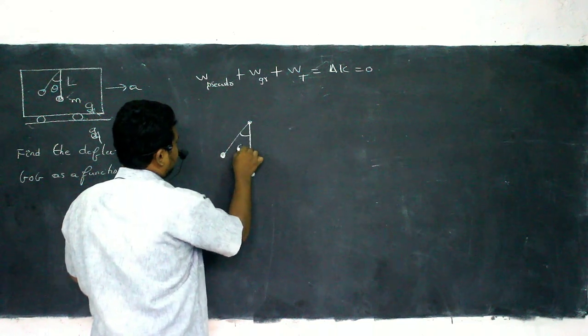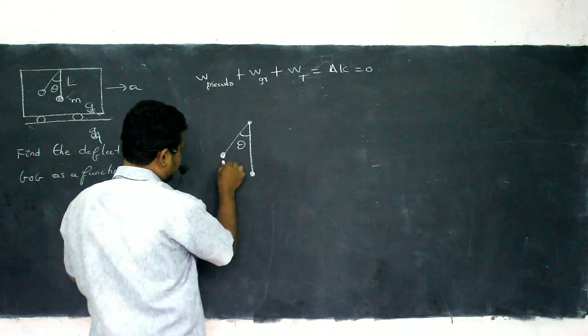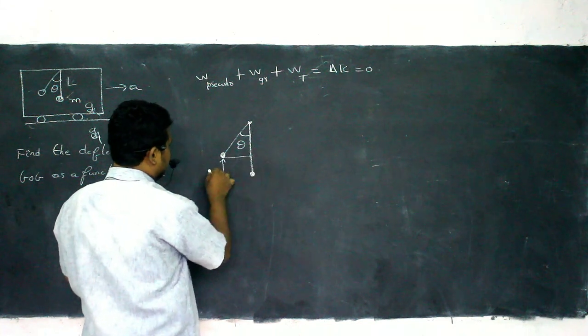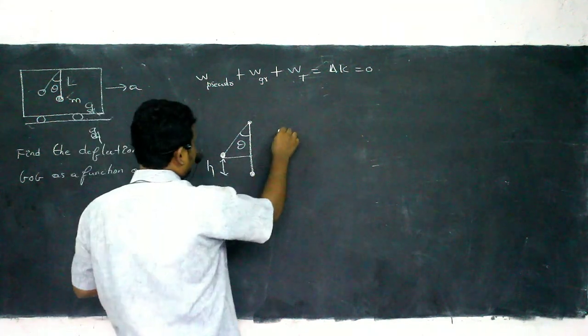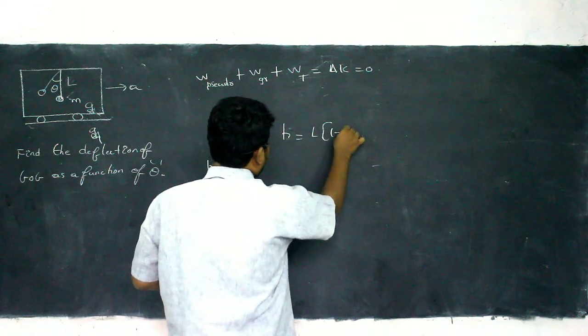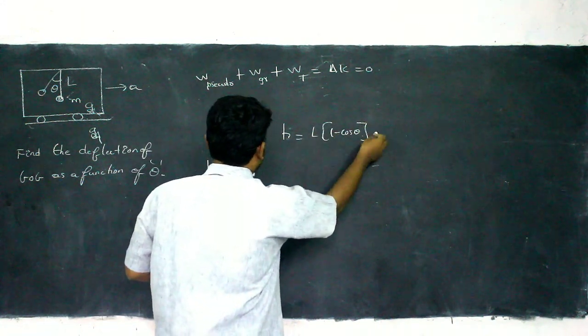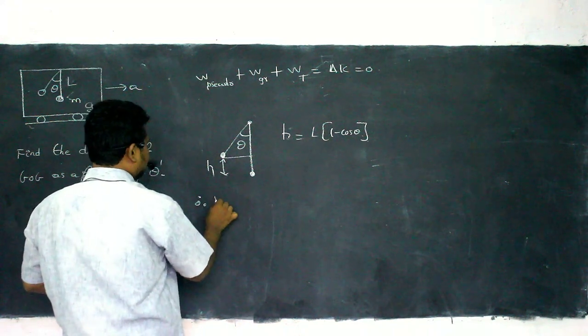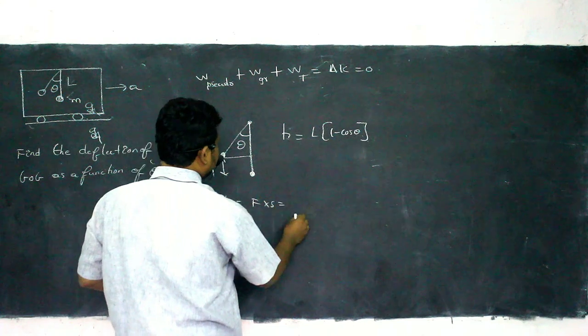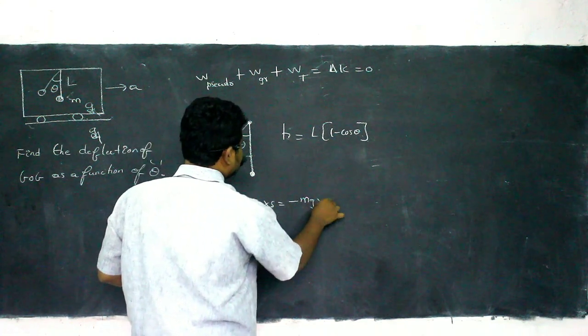Now, if I take this bob, it has displaced by an angle of theta, no? So what is the height covered by this bob? The bob has covered up to a height of h. Then how can I calculate this h? h is equal to L into (1 minus cos theta). So therefore, work done due to gravitational force is how much? Force into displacement, no? So minus mg into h.